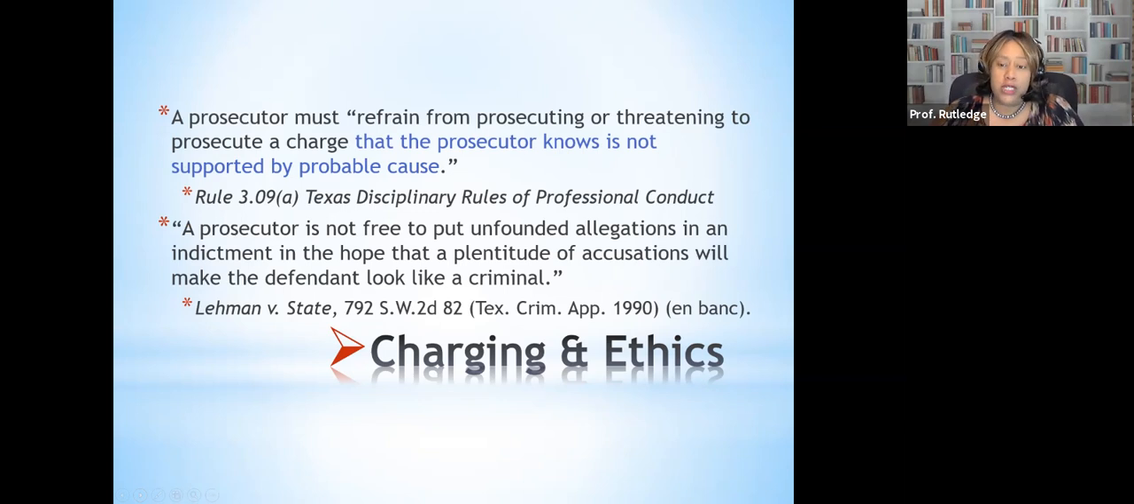So, in terms of charging decisions, there's been a lot of discussion about prosecutorial discretion, and it is a very big deal and is very powerful. Ethically, a prosecutor should not prosecute or threaten to prosecute any case that he or she knows is not supported by probable cause. A prosecutor is also not free to put unfounded allegations in an indictment to make it look like a plenitude of accusations will make the defendant look like a criminal, right? So just because I can charge you with 20 cases doesn't necessarily mean I should.